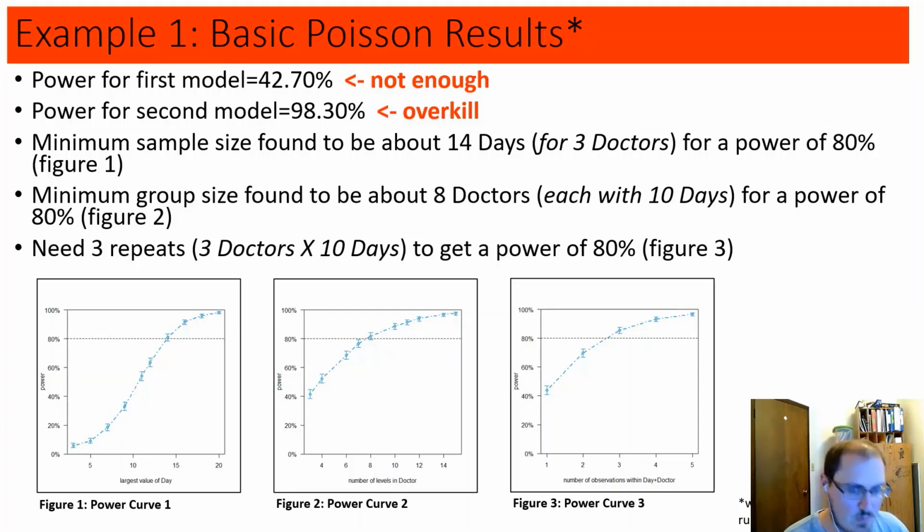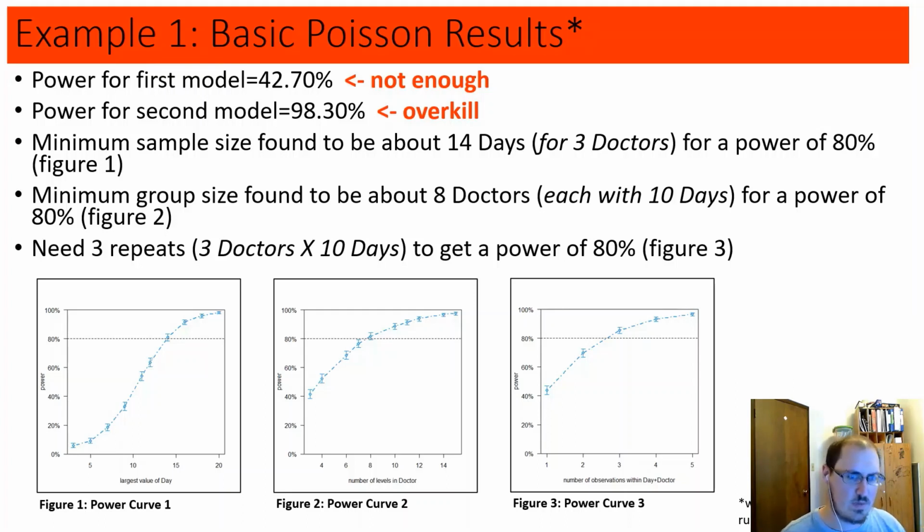Now, if instead we increase the number of doctors, so the group size, we would need about 8 doctors to do that, each with 10 days. However, if we wanted to do essentially repeats, like resampling, which may not be really appropriate here, but if we did that, we would need 3 repeats to get 80% power, and that would be 3 doctors over 10 days.